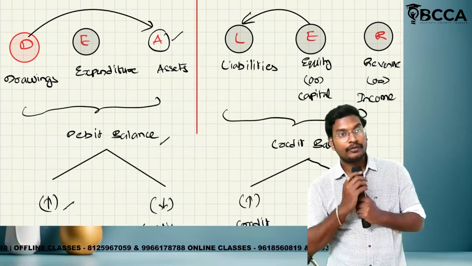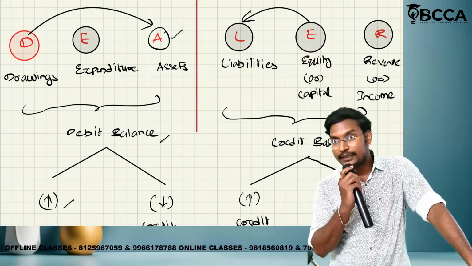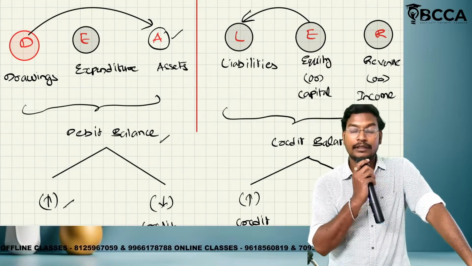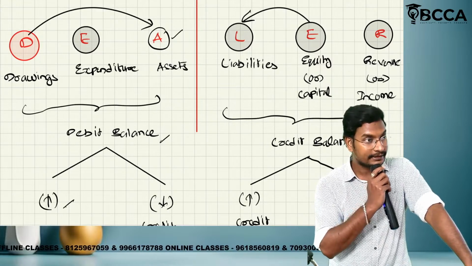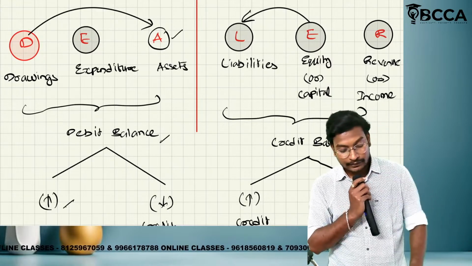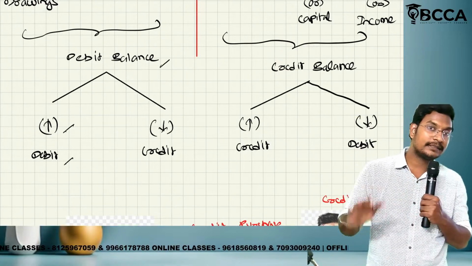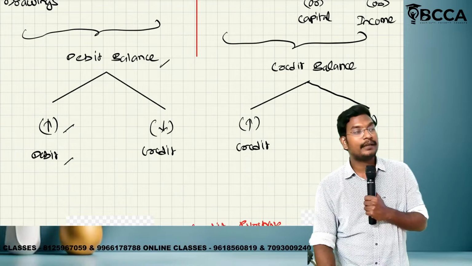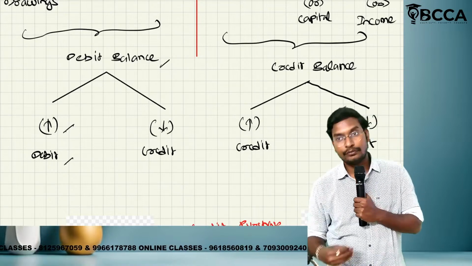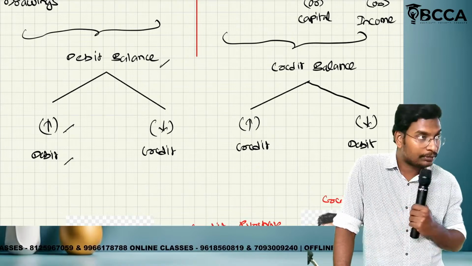So what is the meaning of debit balance? If the debit side is more than the credit side, then we call it a debit balance. If in a particular account the credit side is more than the debit side, then we categorize it as credit balance. If the debit balance increases, what do we do? We debit. If the debit balance decreases, we credit. In the same way, if the credit balance increases, we credit. If the credit balance decreases, we debit.